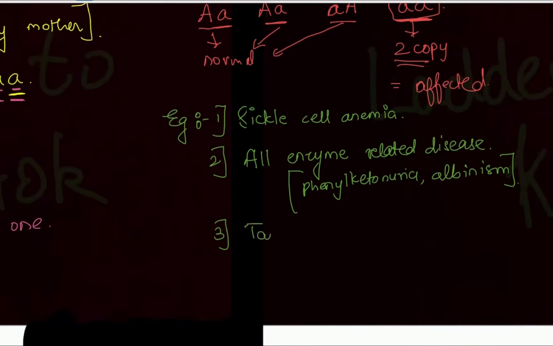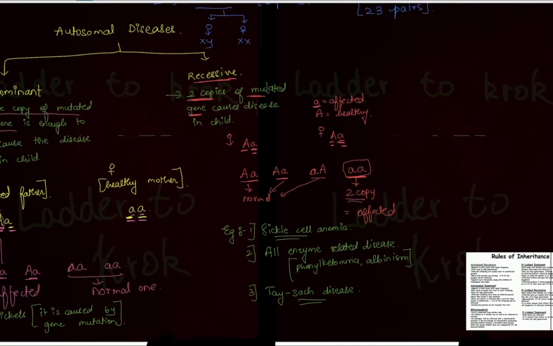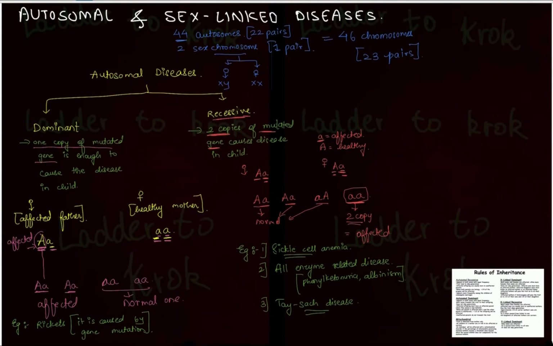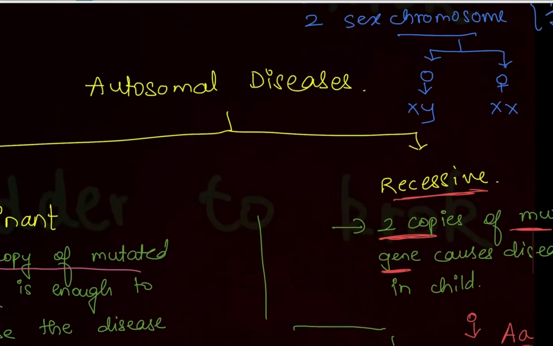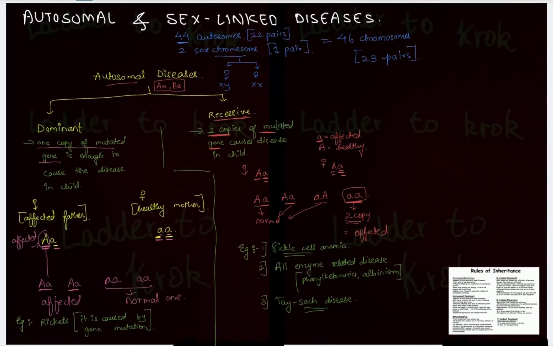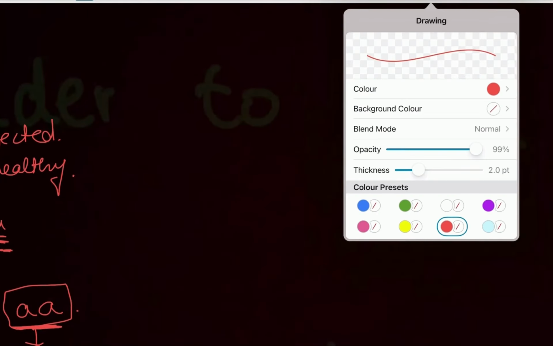The third disease is Tay-Sachs disease. This Tay-Sachs disease and sickle cell anemia, we'll look at in a few minutes. You must remember that for autosomal disease, if they ask you the genotype, then you should write the correct answer as capital A, small a. Please remember this because it's asked in CROC many times. Now let's know about sickle cell anemia and Tay-Sachs disease.